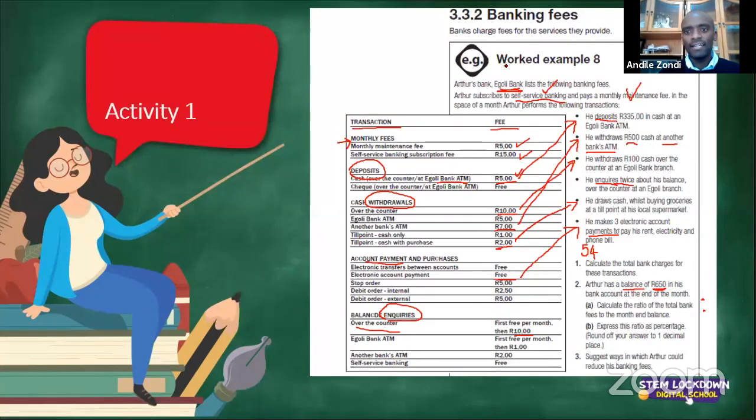If you're done, please post your answers in the chat. This is a ratio: the bank fee and the balance. Here are the clues. The bank fee was 54 rands, and the balance was 650. Always start with what they start with. In this case, they say bank fee to balance, so start with the bank fee, then your balance. Please give me your answers.